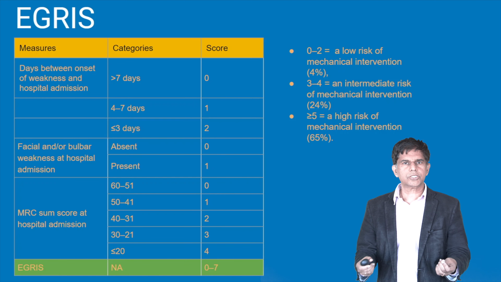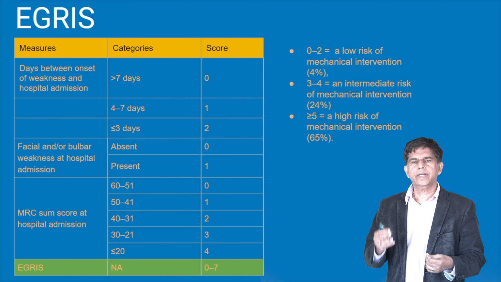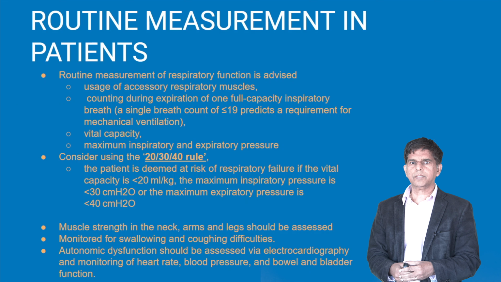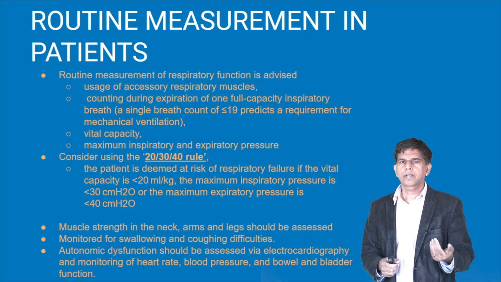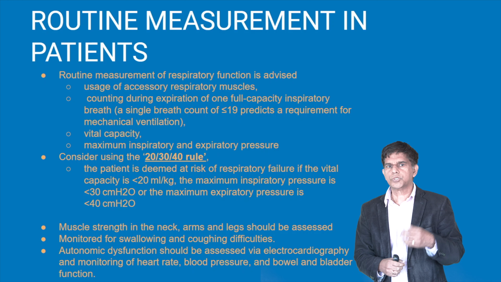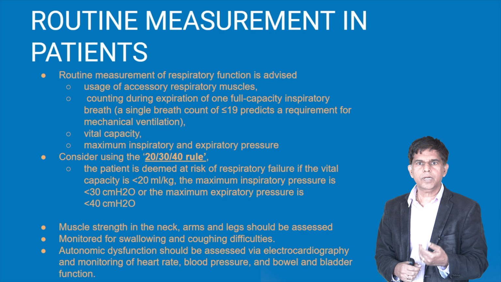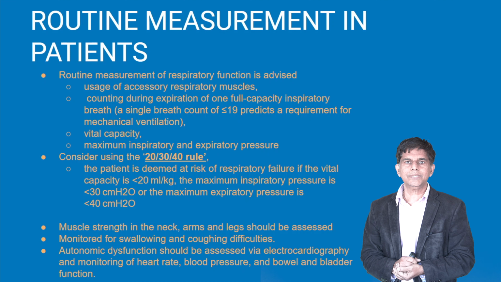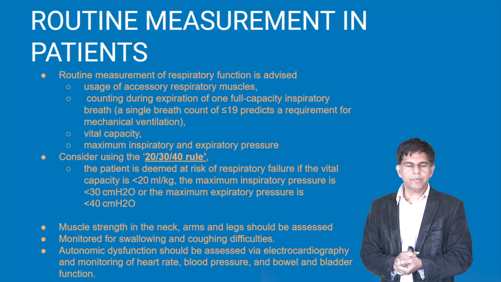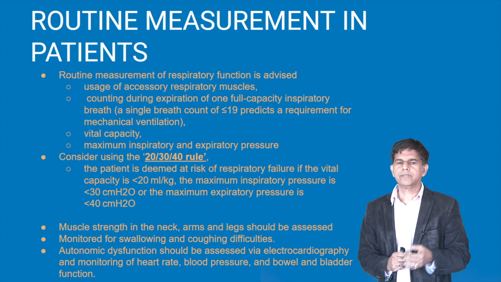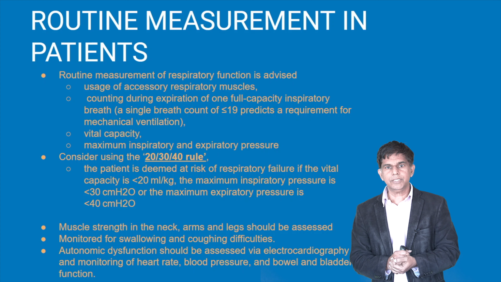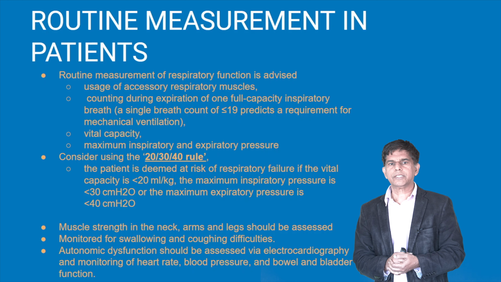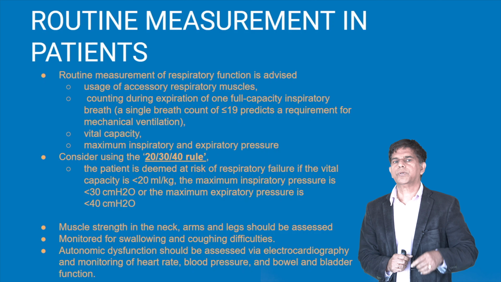So anytime we do a risk assessment, we can make a very good clinical judgment and be prepared for the future. Right, so in routine measurement of the patient, you have to look at the signs of respiratory muscle fatigue, like use of accessory muscles, counting during expiration, forced vital capacity, inspiratory vital capacity, and the negative inspiratory force. Remember the 20, 30, 40 rule, okay? If a patient is deemed at risk of respiratory failure and the vital capacity is less than 20 mL per kg, the maximum inspiratory pressure is less than 30, or the maximum expiratory pressure is less than 40. Remember the 20, 30, 40 rule, okay?